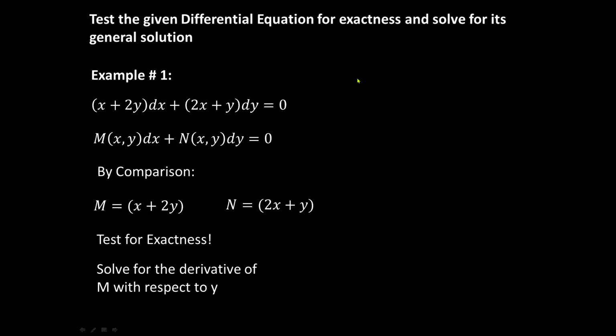Tapos na kayo ng differential calculus. Ngayon, pinapahanap ang derivative ng M with respect to y. Kapag sinabing with respect to y, ang differential operator natin, dy. And then the rest of all the terms, kung wala namang y, are considered as constant. Sa palagay ninyo, ano ang derivative ng M? 2. So let us see. So M is equal to x plus 2y. The dM over dy is equal to 2. And that is correct. The derivative of M with respect to y is simply equal to 2.